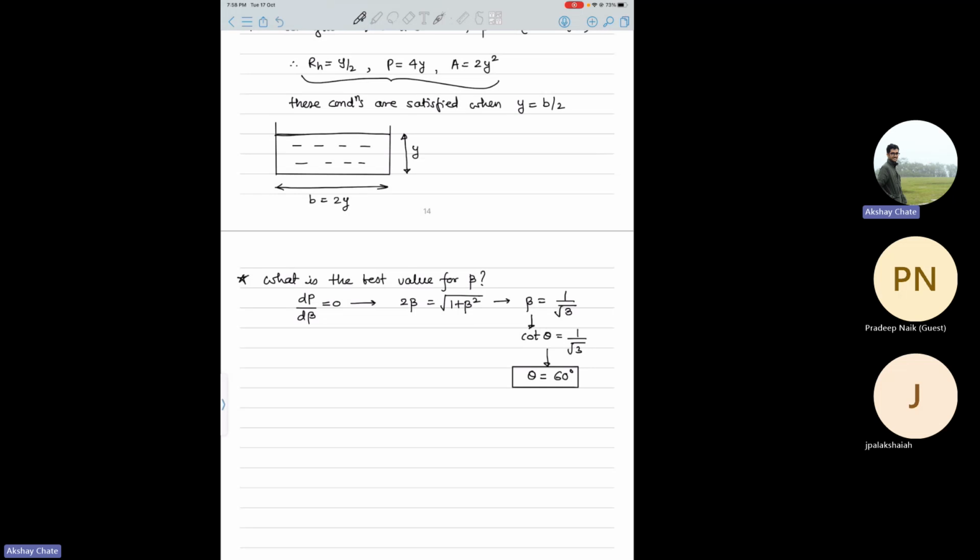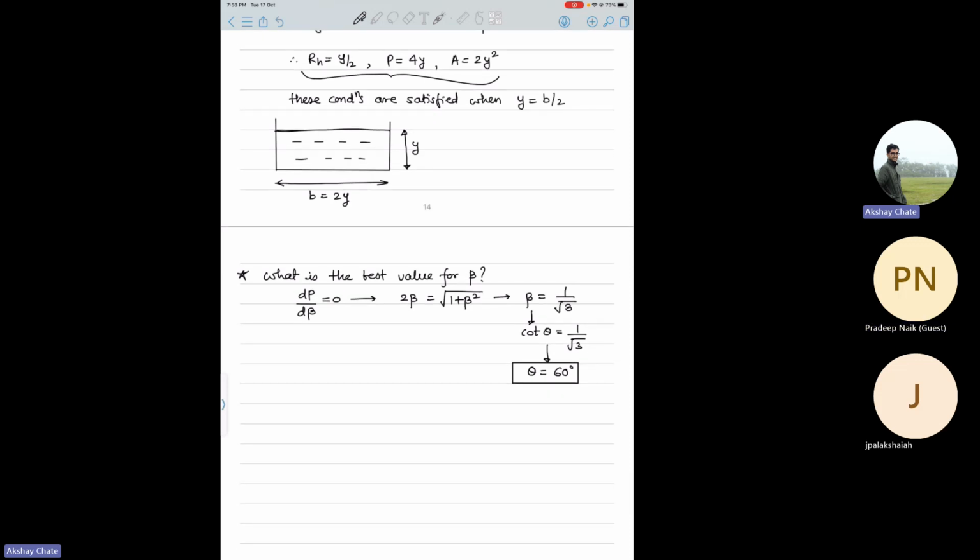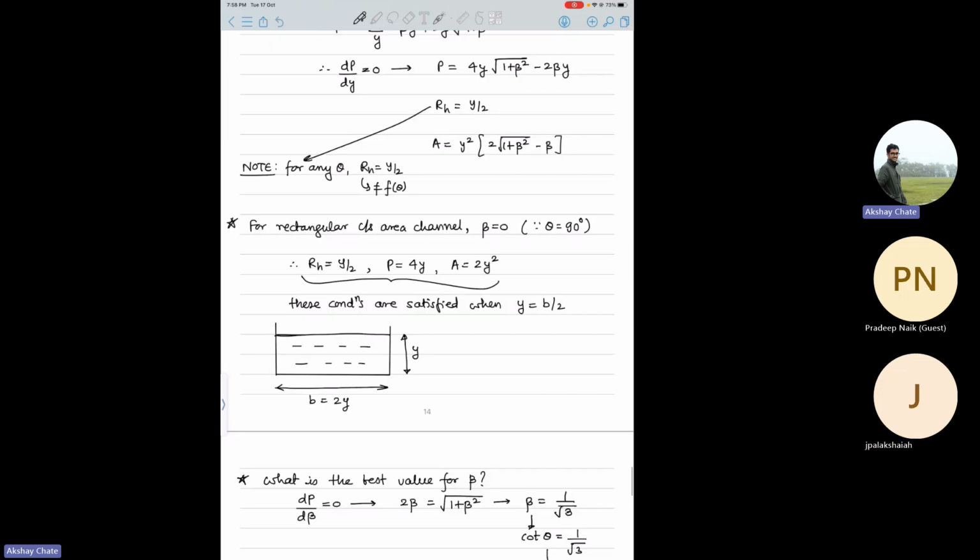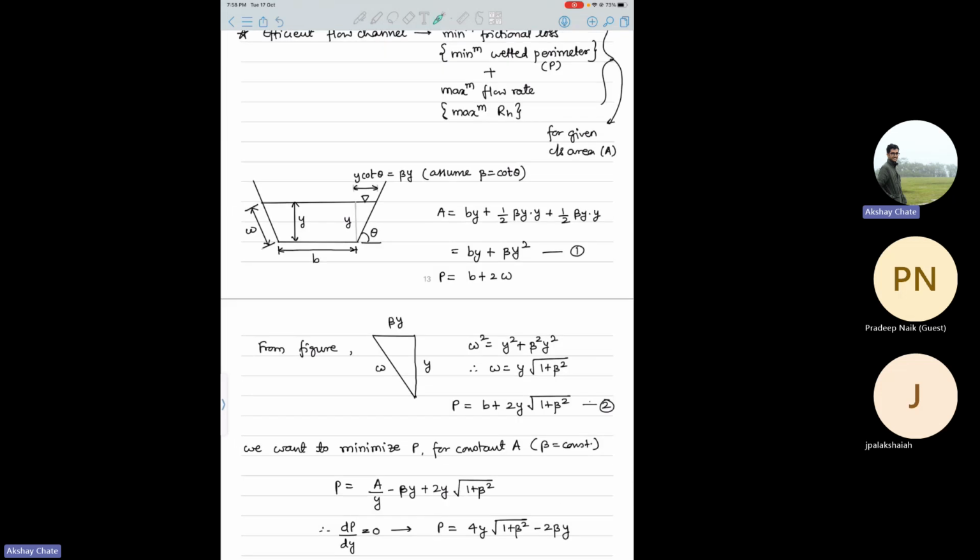I'm skipping it here. Can you repeat what you said in the last one, the difference between the trapezoidal and rectangular? Yes, so for a beta value of 1 by root 3, you get the minimum perimeter. That is the angle theta equal to 60 degrees. If you see this image of the channel, which is highlighted here, if you put theta as 60 degrees, this part will become like a hexagon, the half bottom of the hexagon.